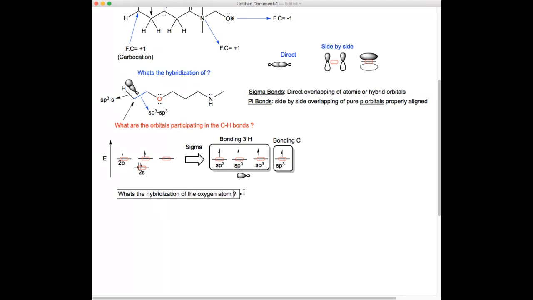Okay, if there is no pi bond, should there be any p orbitals used for pi bonds? No, because there are no pi bonds, right? So what would be the hybridization of that oxygen if there are no pi bonds?